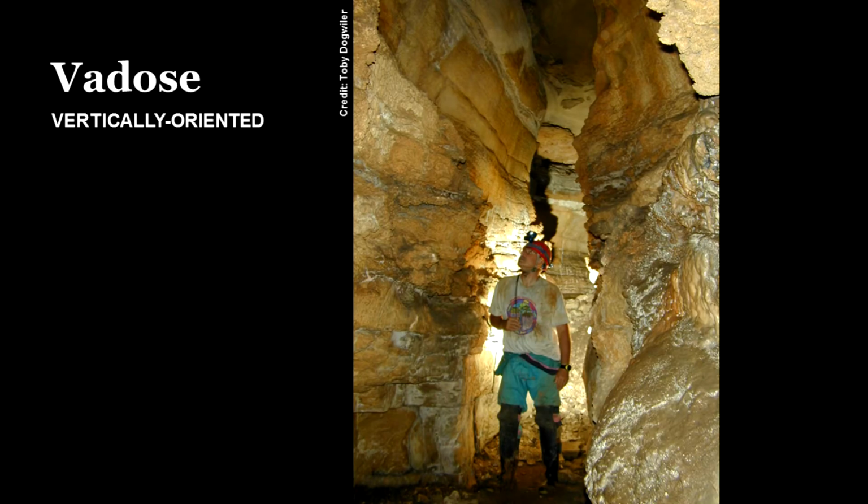First, here's a vadose passage. You can see that the person standing there gives some sense of scale. The passage is narrow, but it's very tall. That's because the water is not going to waste its energy dissolving the passage wider. It wants to dissolve downward to get to the water table. So that's a vadose passage, and it's vertically oriented.